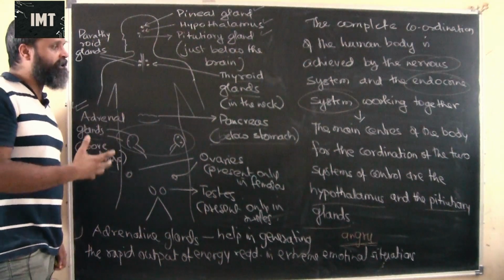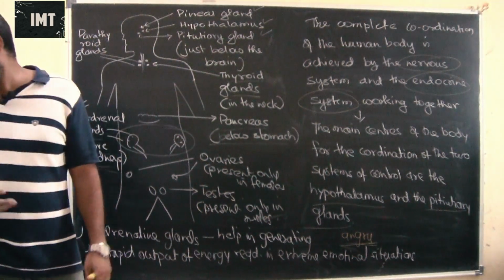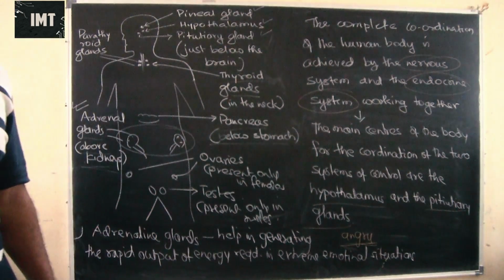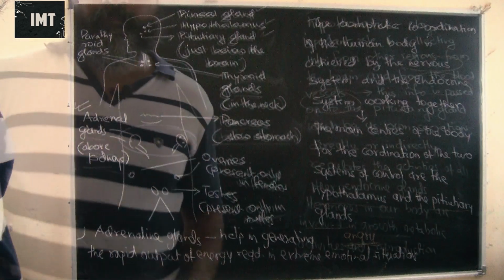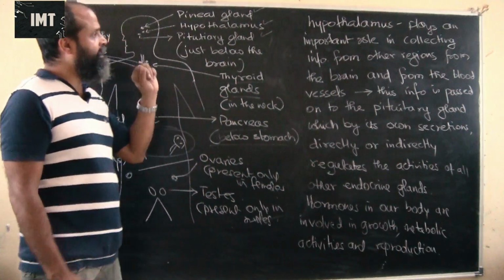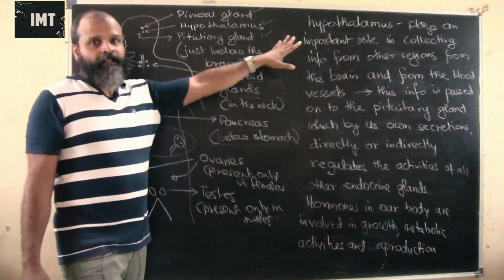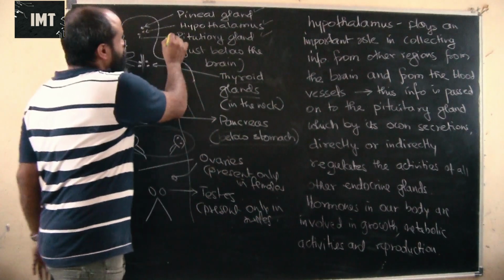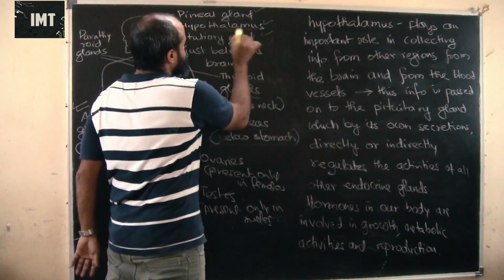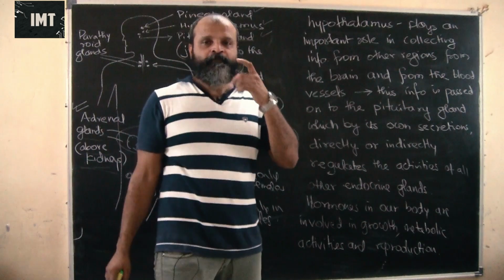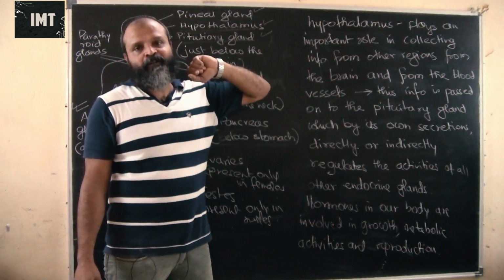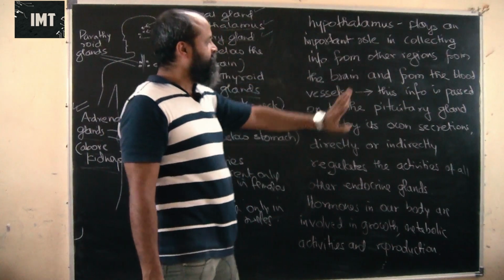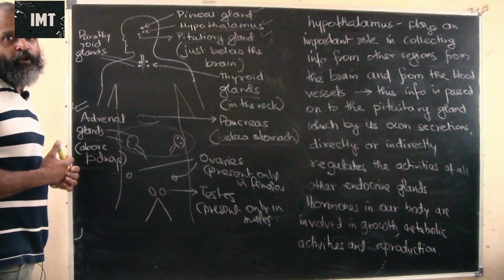Now we'll try to understand the functions of the various glands, how effective they are, and what things they produce. You can in the meantime take a snapshot of the same. Okay, so we have here, as we discussed, the hypothalamus and the pituitary glands, which are responsible for effective coordination between the nervous system and the endocrine system.